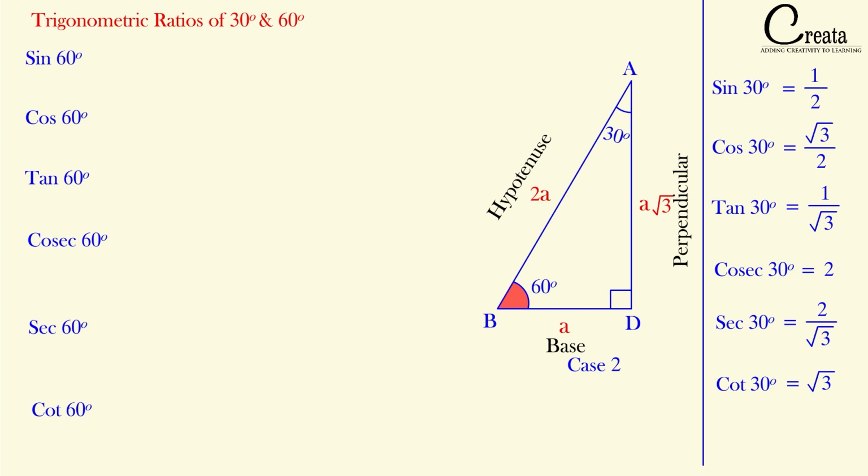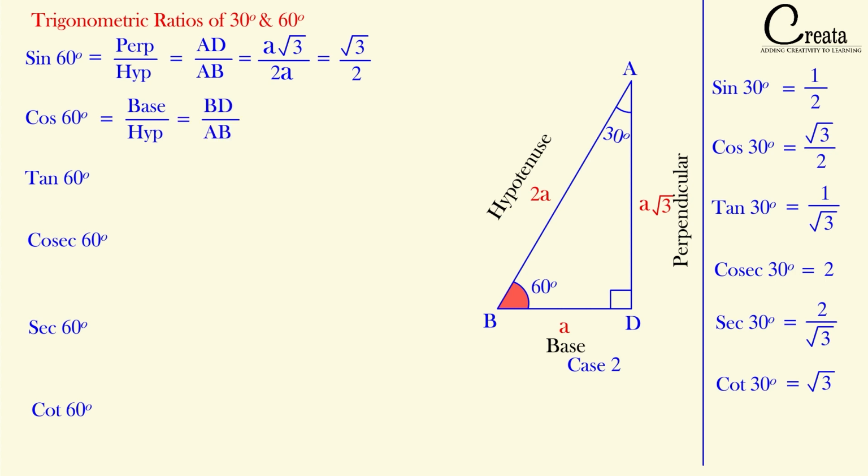Let's find the trigonometric ratio. Sin 60 degree, which is perpendicular upon hypotenuse, that is AD upon AB, which is A root 3 upon 2A. So we got sin 60 degree is equal to root 3 upon 2. Got it? Let's go for cos 60 degree, which is base upon hypotenuse. Base is BD, hypotenuse is AB, which is A upon 2A, that is 1 by 2. Let's go for tan 60 degree, which is perpendicular upon base, that is AD upon BD, A root 3 upon A. So tan 60 degree is root 3. We got sin 60, cos 60 and tan 60.